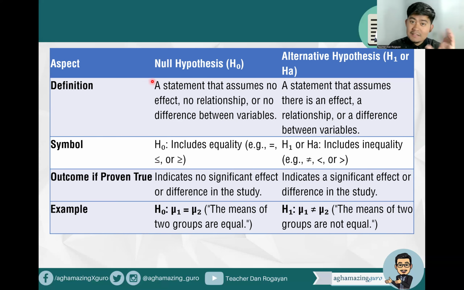Null, no, wala. Alternative, a significant difference, a significant relationship. So for example, H sub 0: variable 1 is equal to variable 2. So the means of two groups are equal. Okay? So that is a null hypothesis. While this one, H sub 1: variable 1 and variable 2, or group 1 and group 2, is not equal. The means of two groups are not equal. So that is alternative hypothesis.